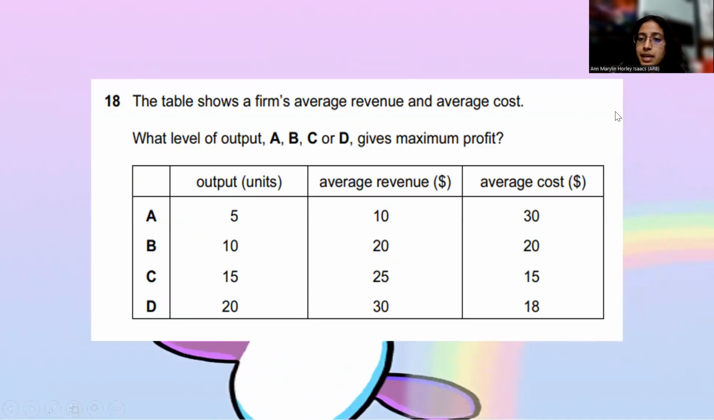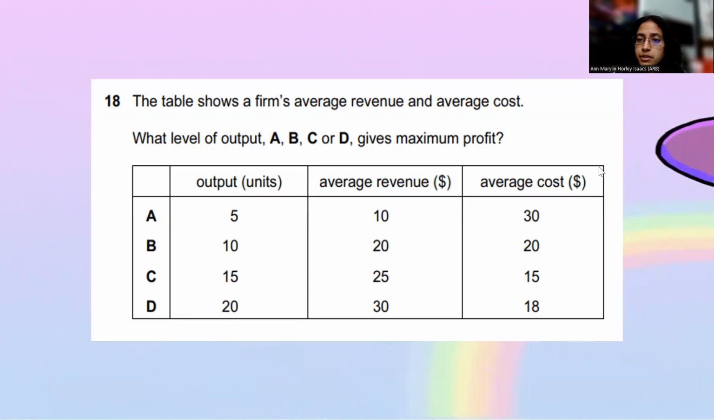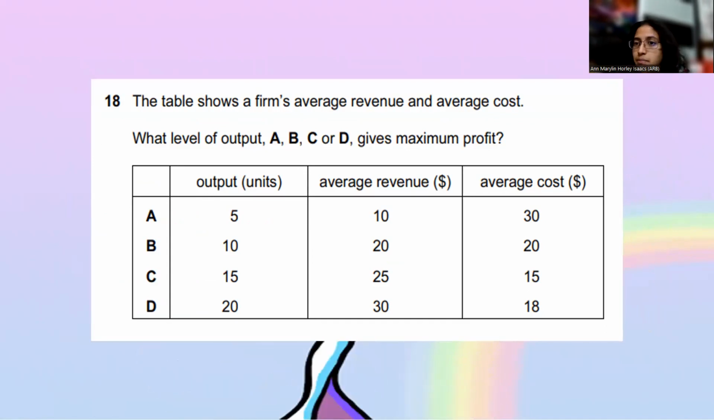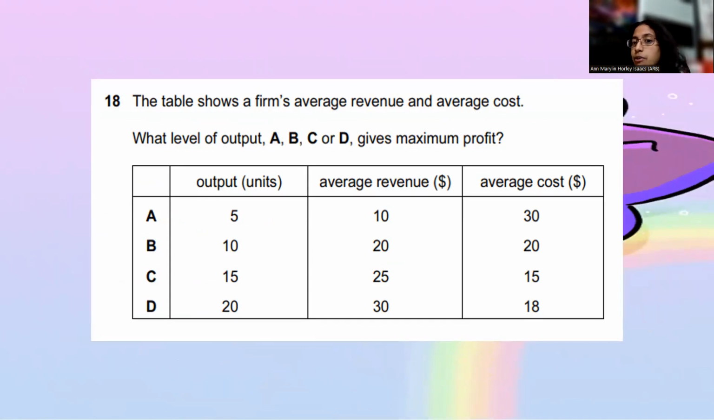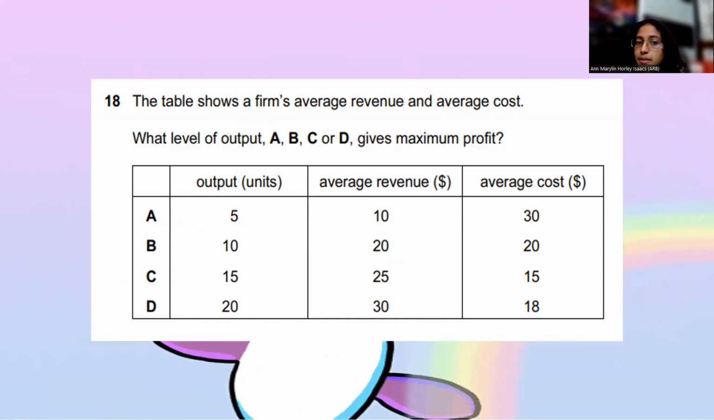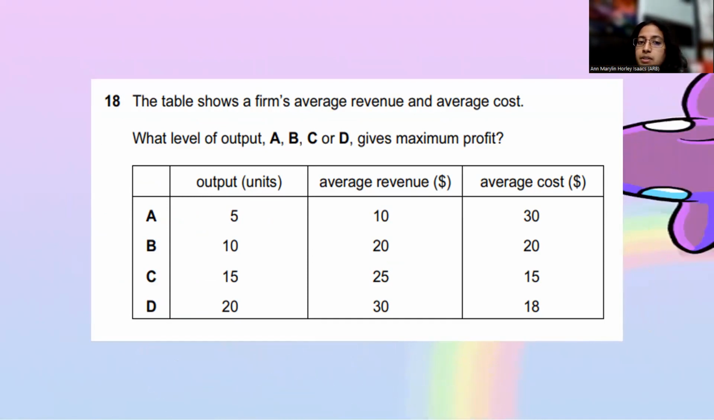The table shows a firm's average revenue and average cost. We want to know profit. For you to calculate profits, the formula is just revenue minus cost, which gives you profit. Here you have average revenue and average cost, so it's just a simple deduction, and then all you're looking for at the end of the day is the largest margin. Which level of output gives you the maximum profit?